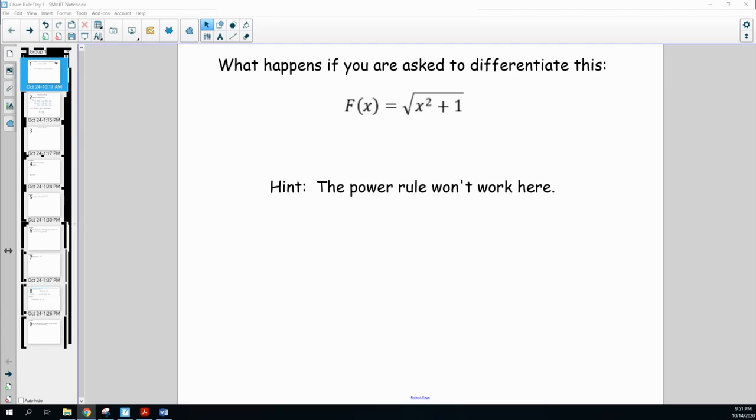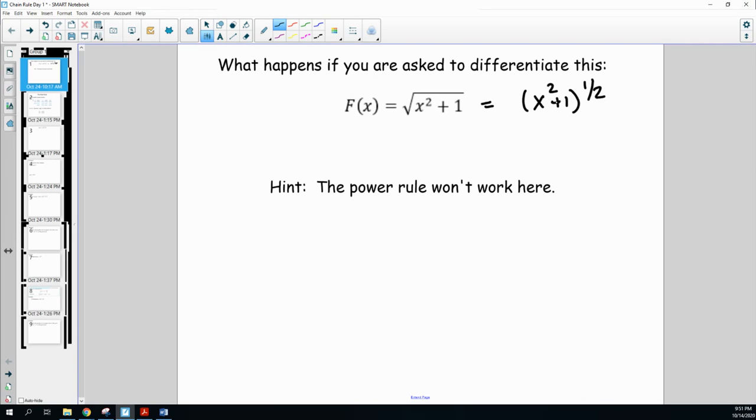So we've looked at how we can find the derivative using the power rule, the product rule, and the quotient rule. But what happens when we have something that doesn't really fit into those rules? Here we have f of x is equal to the square root of x squared plus 1. Now, I can't use the power rule here, right? If I try to rewrite this, let's say it's x squared plus 1 to the 1/2.